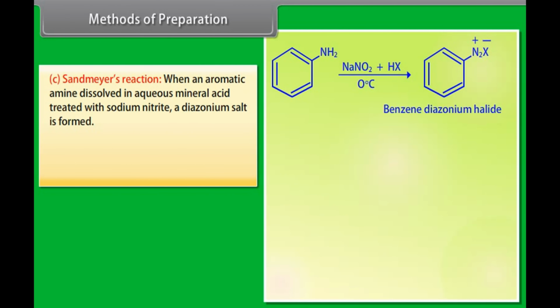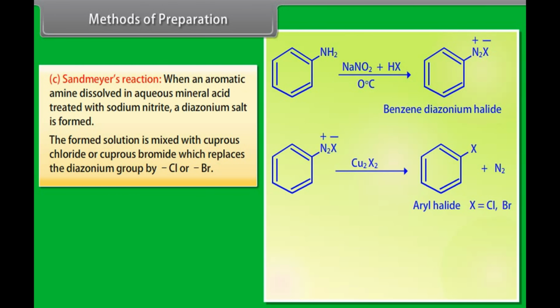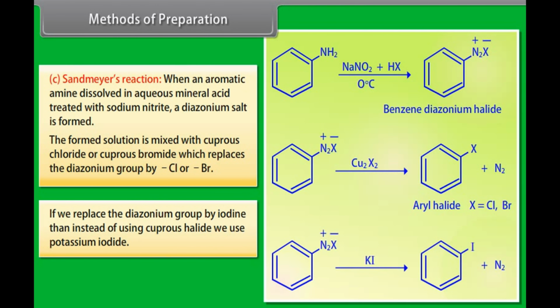Sandmeyer's reaction. When an aromatic amine dissolved in aqueous mineral acid is treated with sodium nitrite, a diazonium salt is formed. The formed solution is mixed with cuprous chloride or cuprous bromide, which replaces the diazonium group by Cl or Br. If we replace the diazonium group by iodine, then instead of using cuprous halide, we use potassium iodide. Methods of preparation.